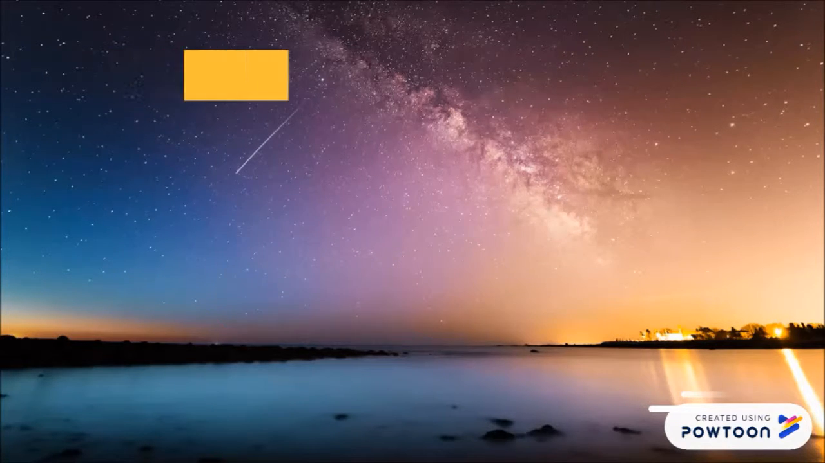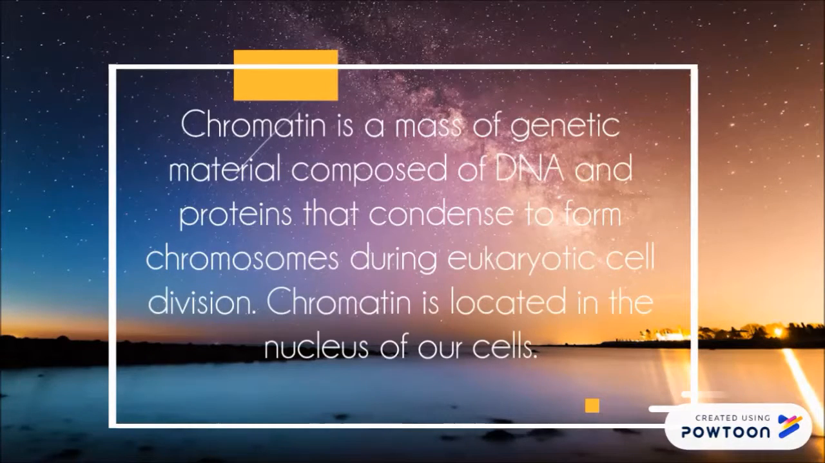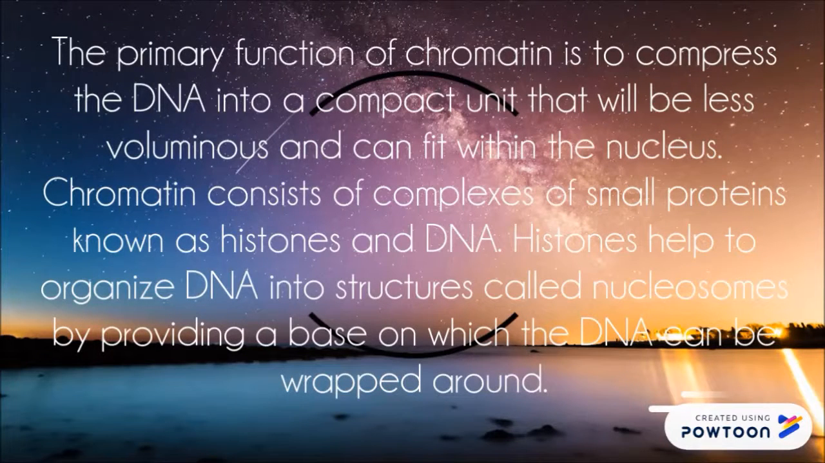Chromatin is a mass of genetic material composed of DNA and proteins that condense to form chromosomes during eukaryotic cell division. The primary function of chromatin is to compress the DNA into a compact unit that will be less voluminous and can fit within the nucleus. Chromatin consists of complexes of small proteins known as histones and DNA.